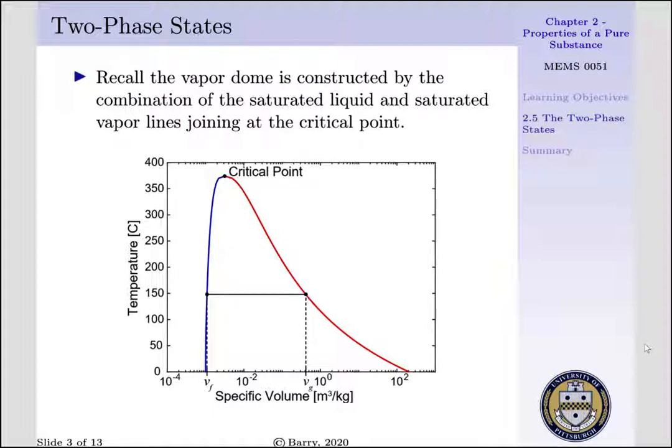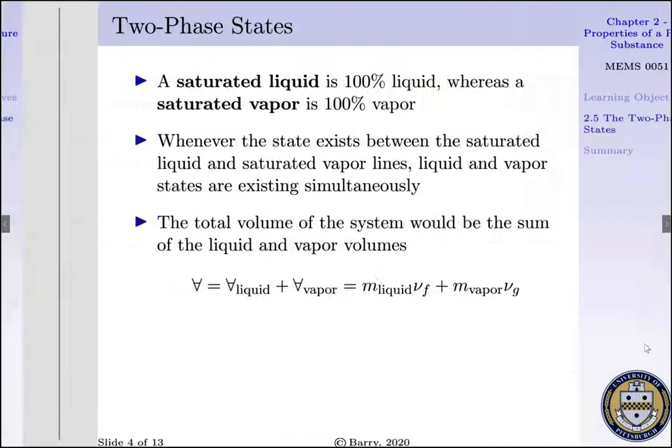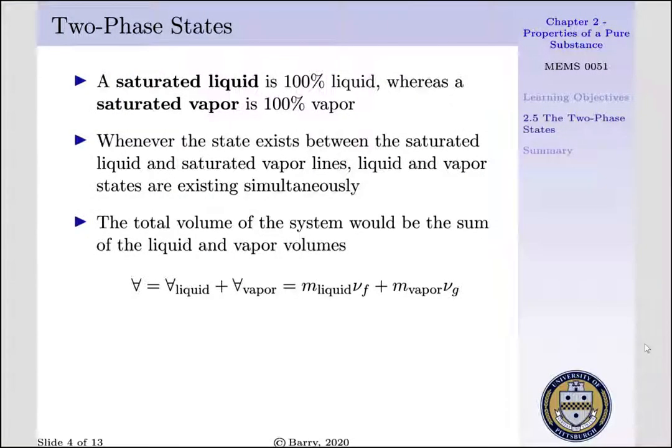Now, if we were given a temperature, say 150 degrees centigrade, and we drew a line from our saturated liquid to our saturated vapor state, we would be existing on a line of both constant temperature and constant pressure. Thus, we need one more defining quality to determine where we existed between our two curves. If we recall, a saturated liquid is 100% liquid and a saturated vapor is 100% vapor, we can reasonably surmise that we can exist in a system where we have X percentage of liquid and Y percentage of vapor.